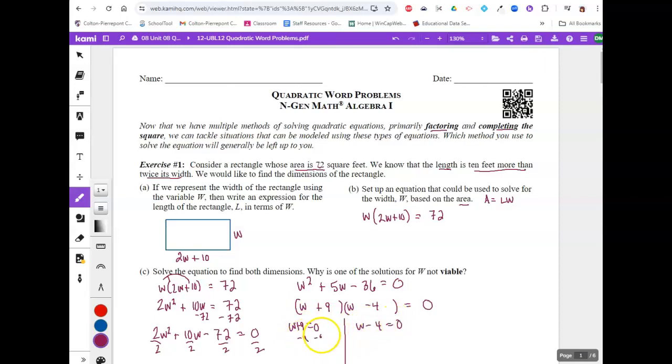Solve this for W. We get W equals negative 9. And we get W is equal to 4. All right, now, why is one of the solutions for W not viable? Viable means we can't use it. Well, can we have a negative length? No, we can't. So W equals negative 9 we can't use. You can't have a negative length.